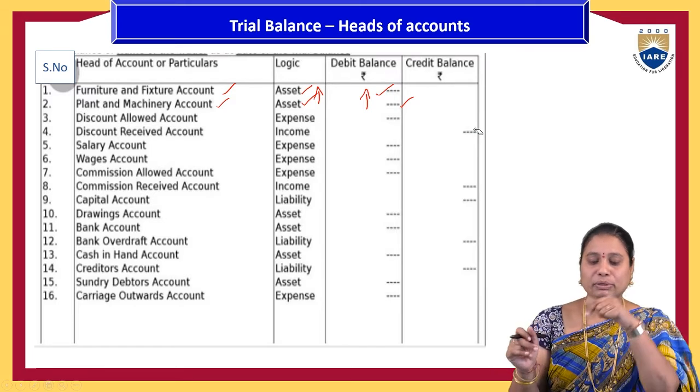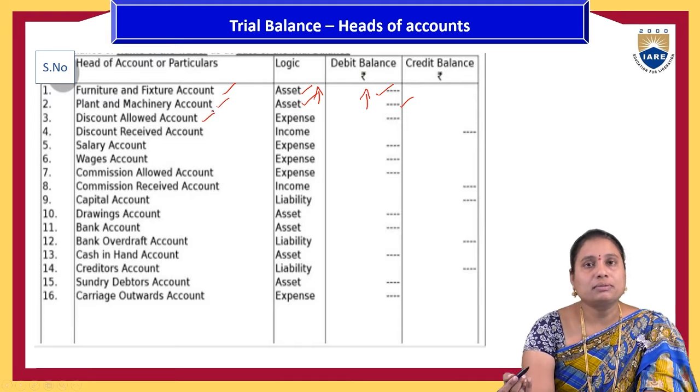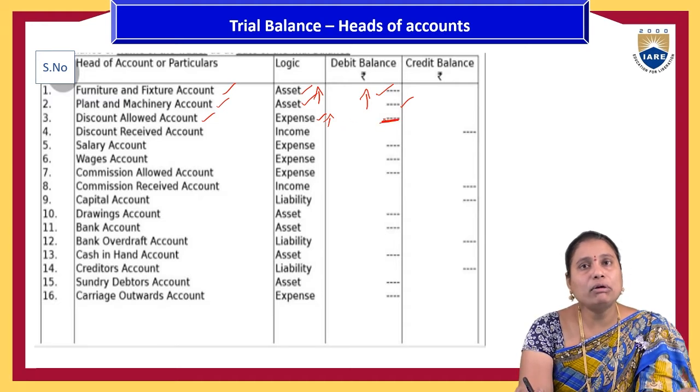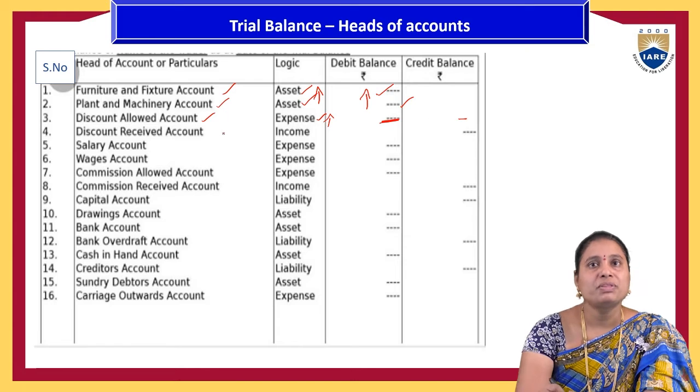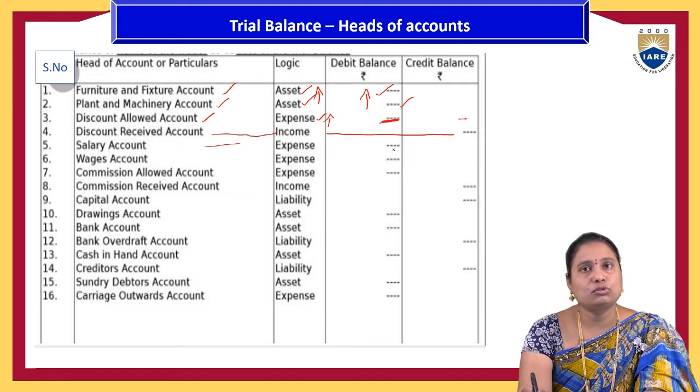I said that wrong. Next, discount allowed means that is an expense to the organization, and when our expenses increase, then we have to mention it under the debit. If the same discount allowed is reduced by the organization, that is received by the organization, then that might be in the credit. And a discount received by the organization, that is an income to the organization, that's why it is under credit. And salary account expenses, so debit.